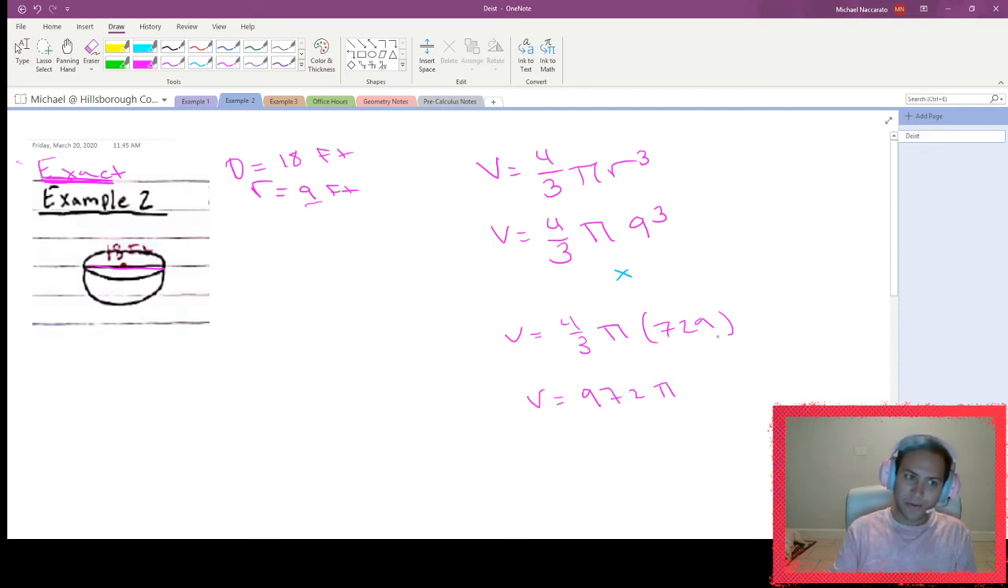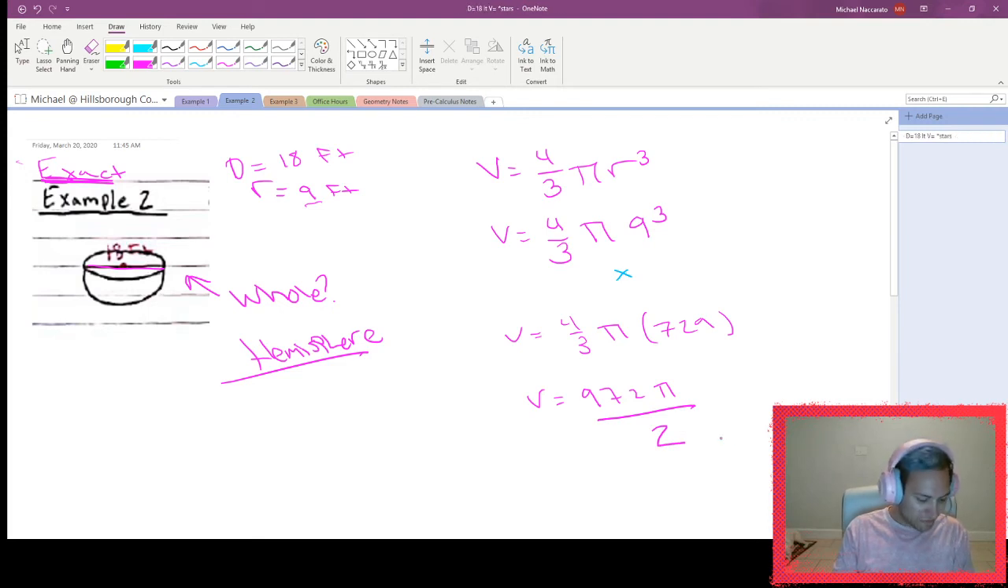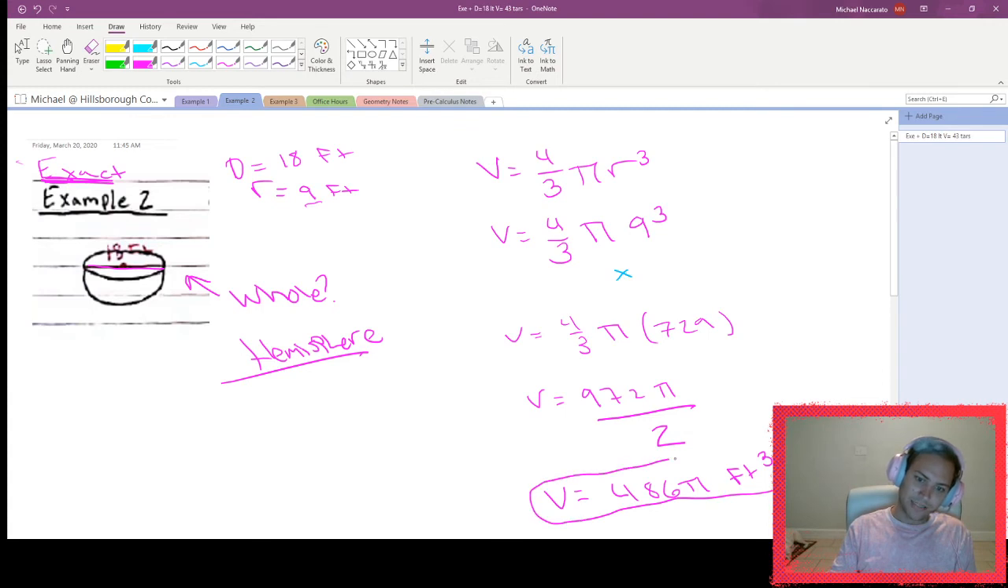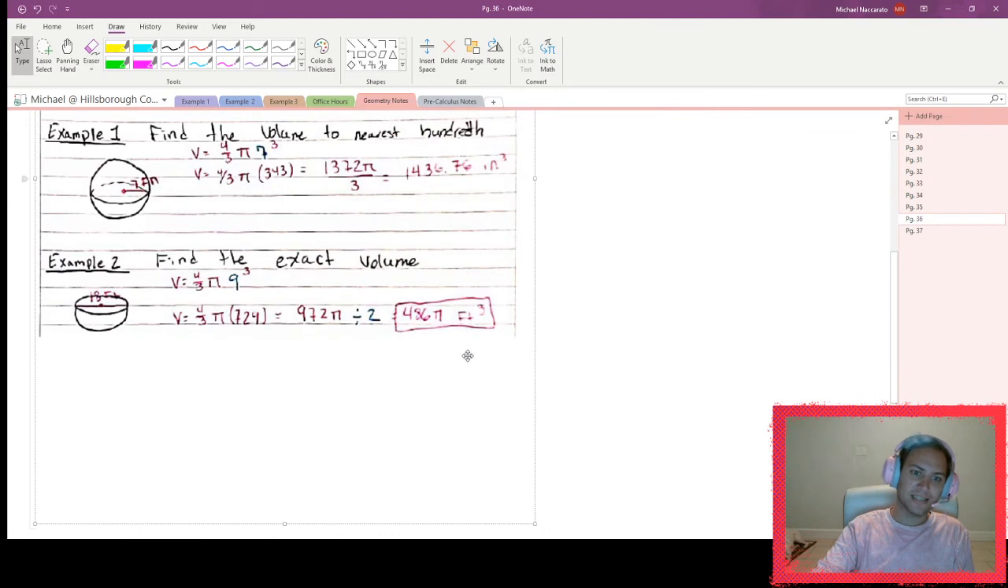Now, there's a reason that's not the right answer. Is this a whole sphere? No, that's a hemisphere. It's half of a sphere, meaning I need to take this number and divide it by 2 to get half of it. So when I divide 972 by 2, then I get the 486 pi that I was looking for. There we go. That's better. I just skipped this step and jumped right to here. So again, just be mindful if you have a hemisphere, you have to divide by 2 before you get your actual volume. Okay, so now you can pause it and copy this down. You can see that that's what I did.